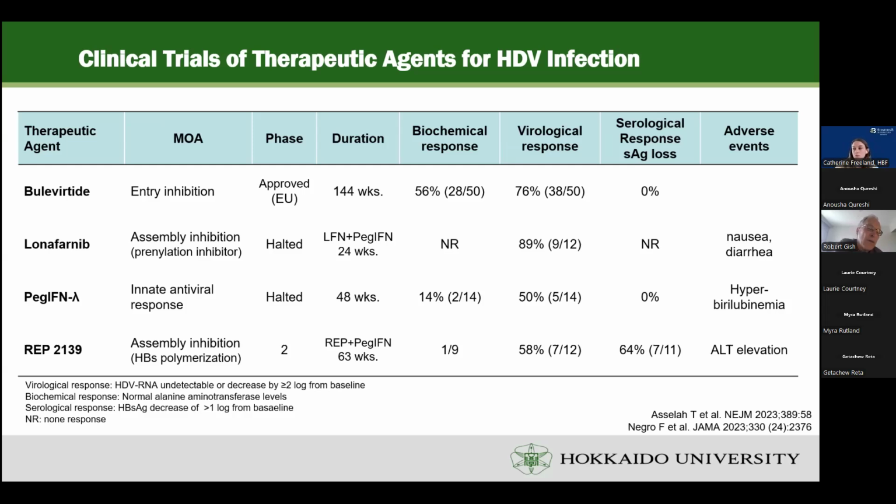Rep 2139 from Replicor inhibits assembly of the Delta plus B or B plus B. And there's been some very good virologic responses, including some patients losing S antigen, but I don't know what's going to happen with Rep. There's not a clear pathway for FDA or regulatory approval.